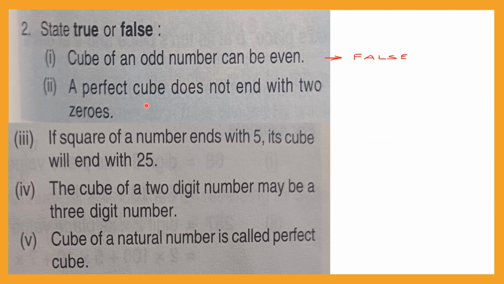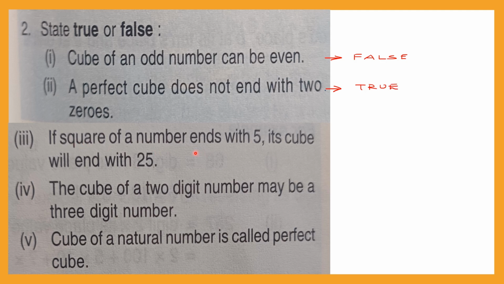Question 2. A perfect cube does not end with two zeros. A perfect cube is a number whose cube root is a whole number. So a perfect cube does not end with two zeros. This statement is true because a perfect cube always ends with three zeros. So this statement is true because here it says does not end, which is true. So let's write true.